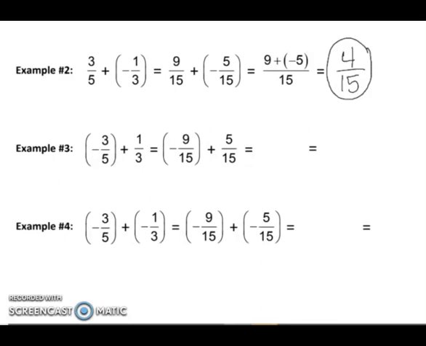Number 3, this time the first fraction is negative, so negative 3/5 plus 1/3. Again, common denominator is 15. Once I have that common denominator, I'm going to put the numerators together. So I have negative 9 plus 5. They have opposite signs, so I'm going to subtract and get 4. Then I look to see which one's further from 0. The negative 9 is further away, so that's the sign I'm going to take. So my answer is negative 4/15.